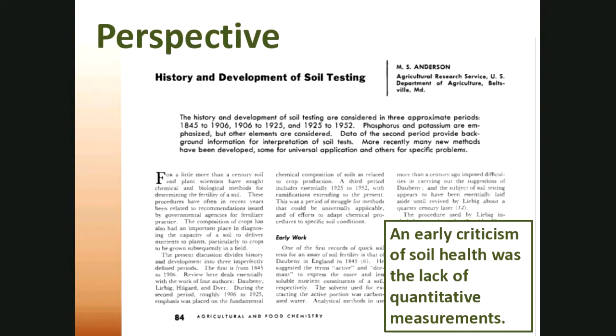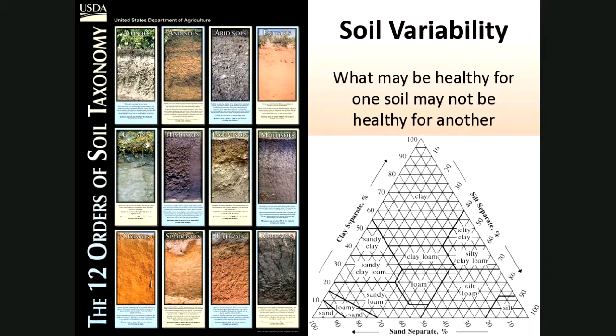Okay, so I'd like to provide a little bit of perspective. An early criticism of soil health was that it wasn't quantitative. So I think we are becoming more and more quantitative, but we have to bear in mind that soil fertility testing has been, according to this article, since 1845. So that's 173 years, whereas soil health measurements have been 10, 20, 30 years, somewhere in that range. So we can't expect to have as much background in all of these measurements as we do in soil fertility because of the variability of the soils.